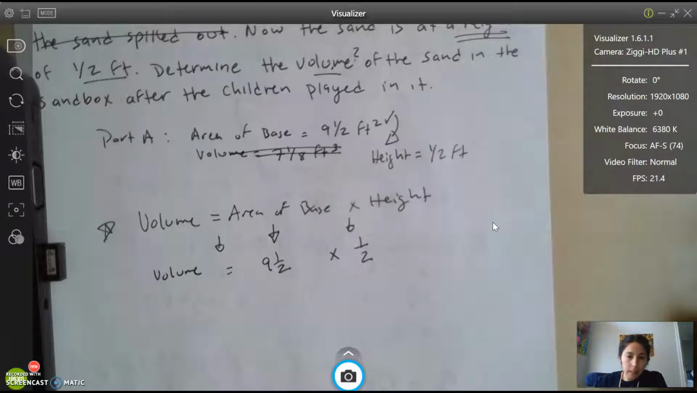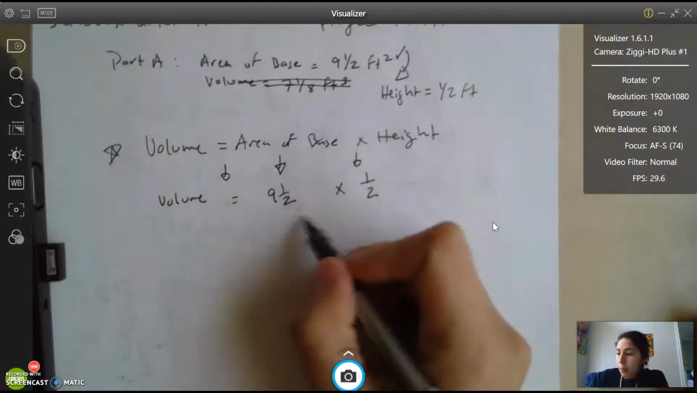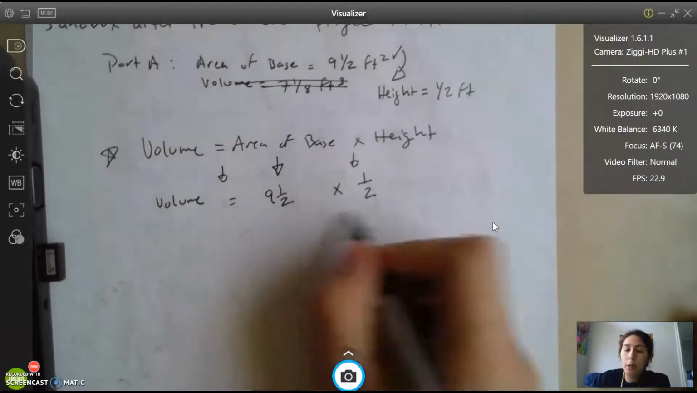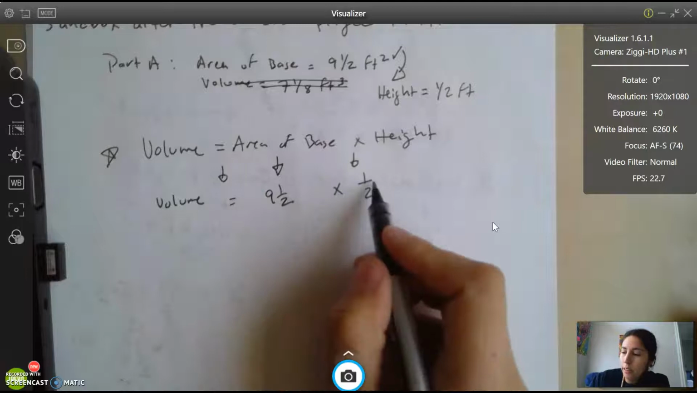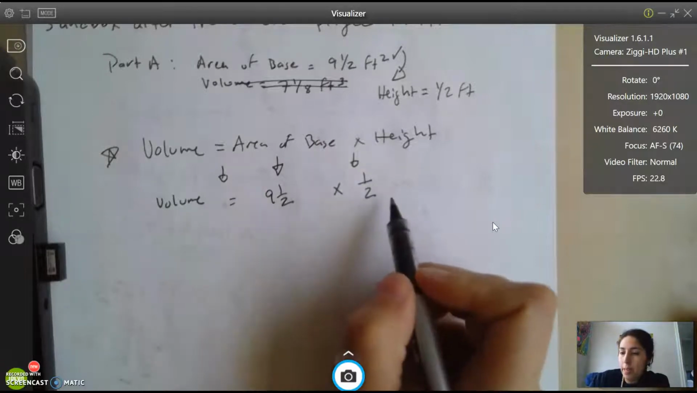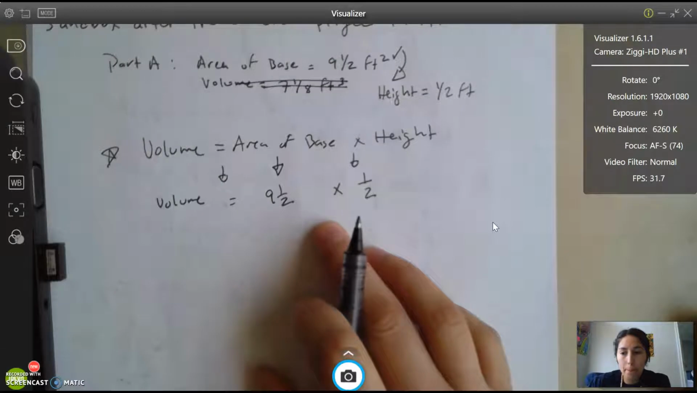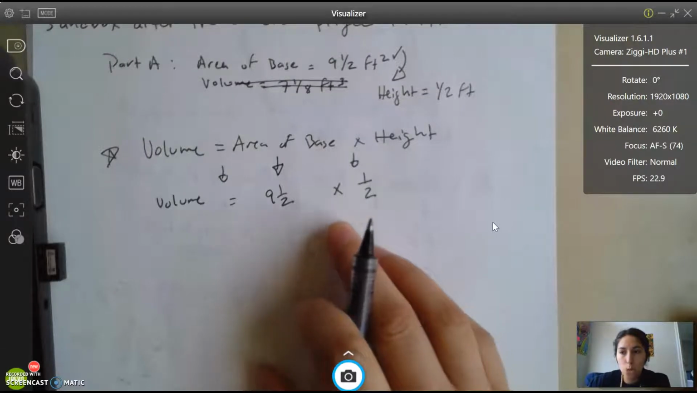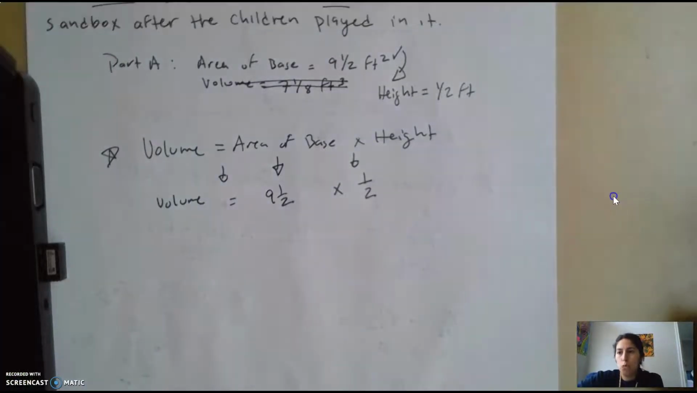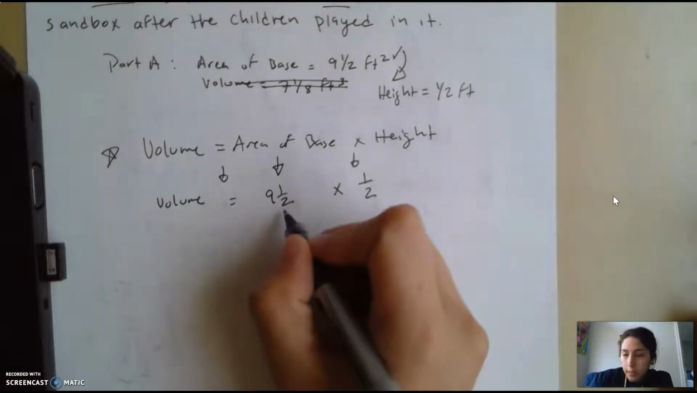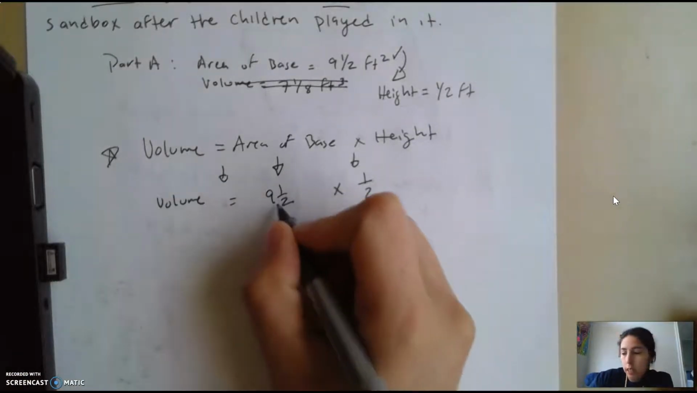All right, this will go by a little bit quicker. So we have 9.5 times 1/2. When I multiply fractions, I do so numerator times numerator, denominator times denominator. However, look at the problem here. Stop and think, what do I need to do before I multiply these two fractions? All right, boom. We should be turning this into an improper fraction.